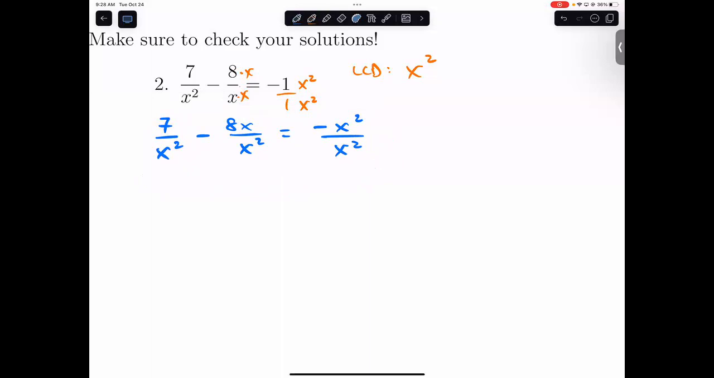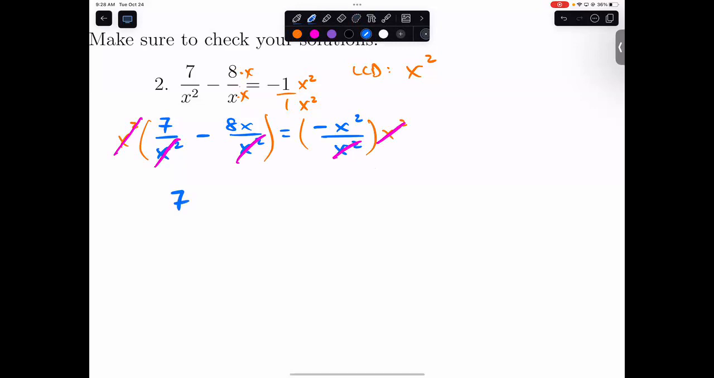And now once they're all the same kind of thing, we can basically drop the fraction part, or multiply the whole thing by x squared if you want to think about it that way, and stuff cancels. That's kind of more dramatic, so that's fun. All the x squared terms cancel, and we're left with 7 minus 8x equals negative x squared, which is quadratic. So what should we do to solve it?